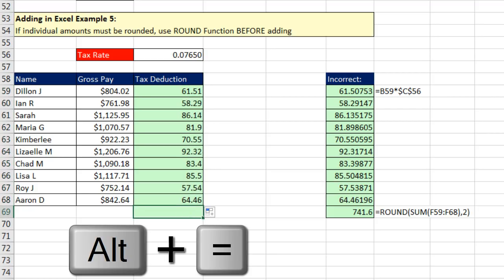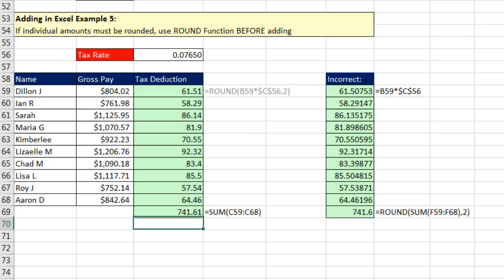Now I can simply add Alt equals and Enter. Notice we get a penny difference. By the way, sometimes if you accidentally forget to use the round, you might get the exact right answer. But next time you put some new numbers here, of course, you run the risk of an incorrect answer.